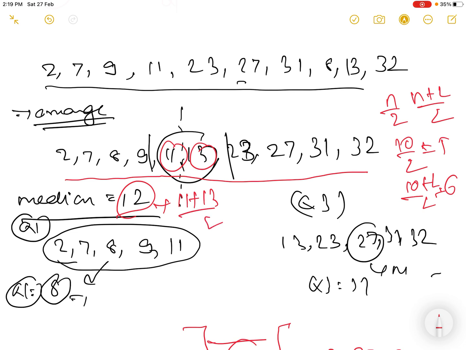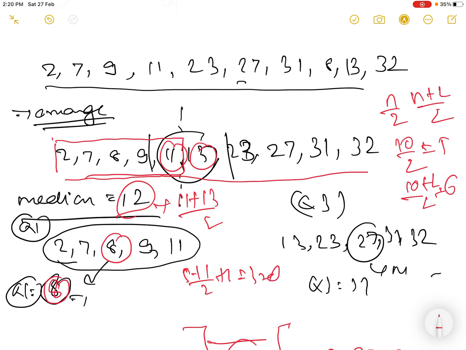Now how to calculate the first quartile? You will consider your data set from the first point up to the 11. You will include 11, the point which you used in calculating the median. Remember, this happens in the case of an even number of data points. For odd numbers we will see later. So we include 11 also and find the median of this data set. Here there are 5, an odd number of data points, so (5 plus 1) upon 2 means the third. So this will be 8, and 8 will be your first quartile.